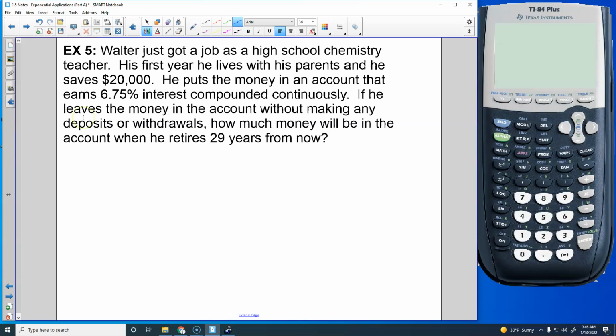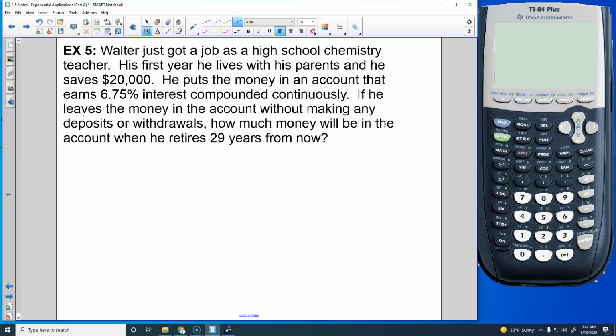All right, so Walter just got a job as a high school chemistry teacher. His first year, he lives with his parents, and he saves $20,000. He puts the money in an account that earns 6.75% interest compounded continuously. If he leaves the money in the account without making any deposits or withdrawals, how much money will be in the account when he retires 29 years from now?